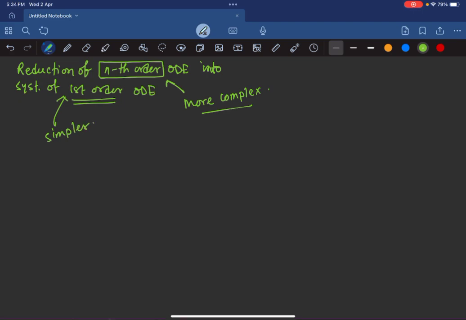Suppose you consider a real world problem, a real world application, where the governing equation is an nth order equation of this form: y^(n) plus a_(n-1) times the (n-1)th derivative plus so on, up to a1 y' plus a0 y equals, suppose, f(t). Suppose this is the governing equation of a real world problem where you have this nth order equation.